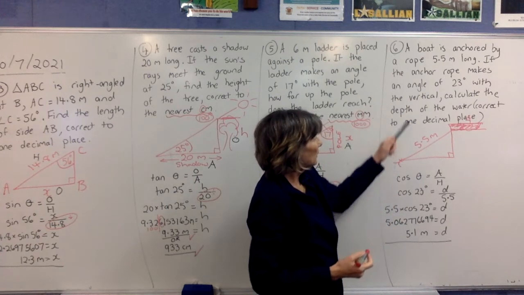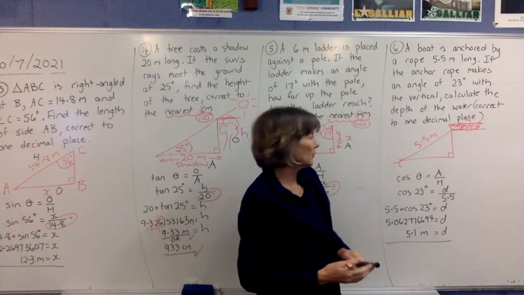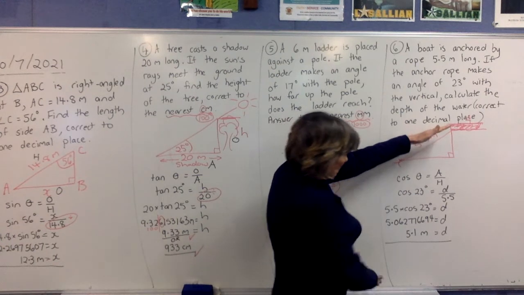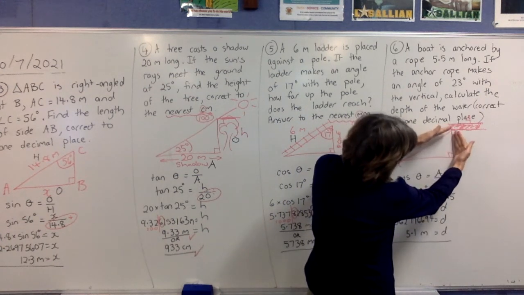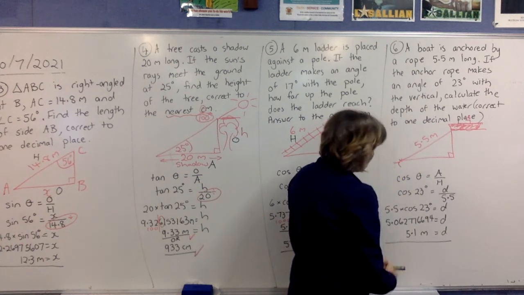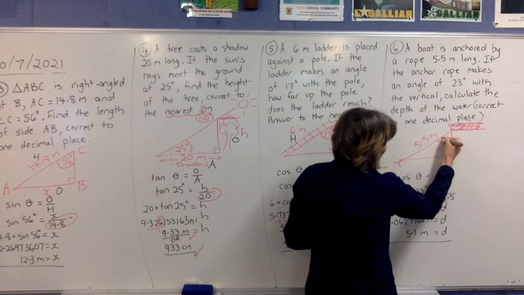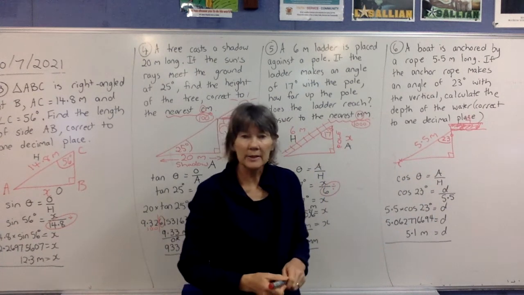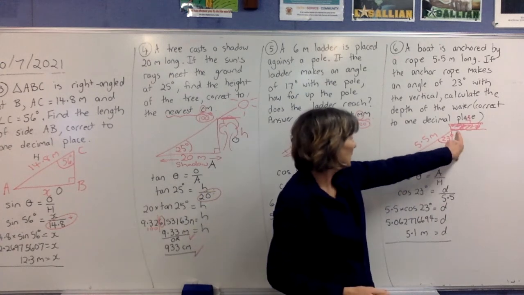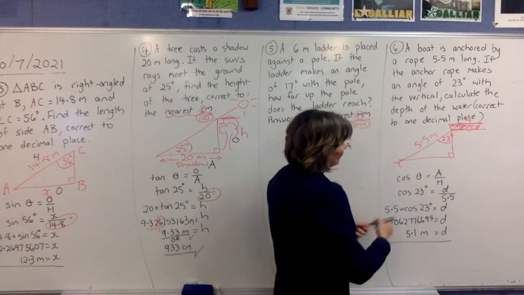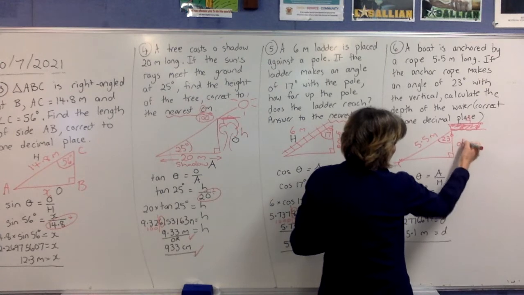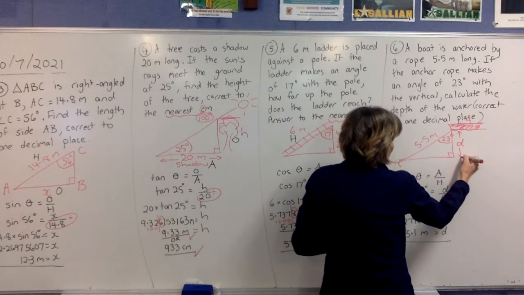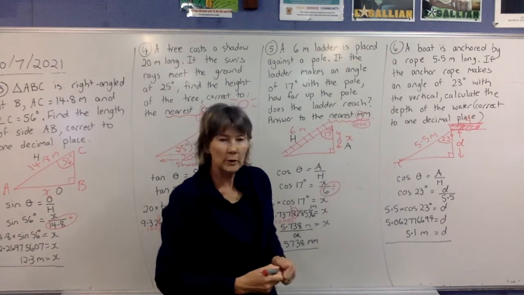The anchor rope makes an angle of 23 degrees with the vertical. There's the anchor rope. There's the vertical. That's the angle they're talking about between them. 23 degrees. Calculate the depth of the water. Here's the depth of the water. So we're going to call that D for depth. And that's what we're trying to find.